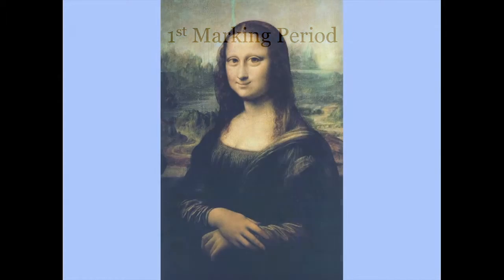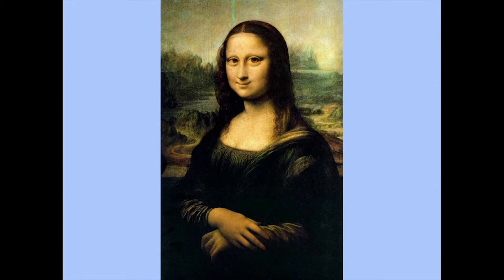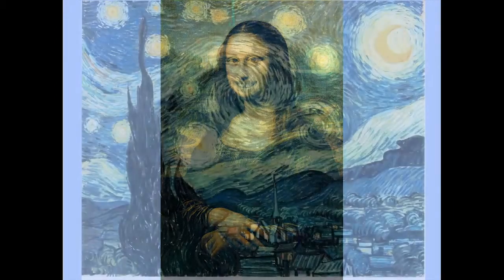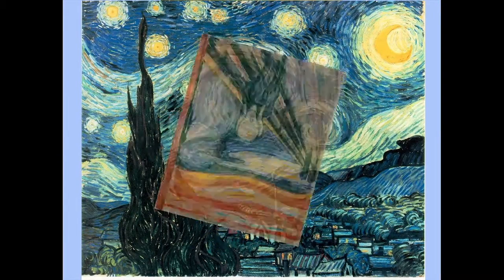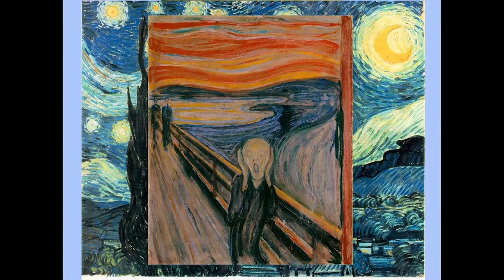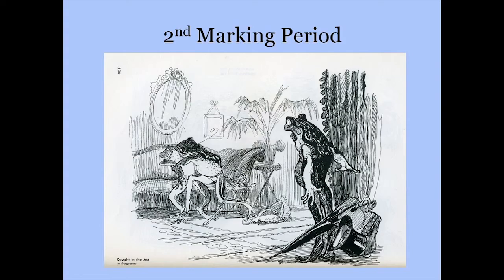In the first marking period, we studied traditional art history. Moving from the Renaissance, and I'm jumping ahead, but this is post-impressionism, expressionism, and more. Always going chronologically into the future, into the 21st century.